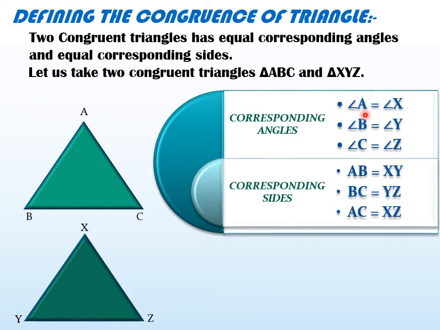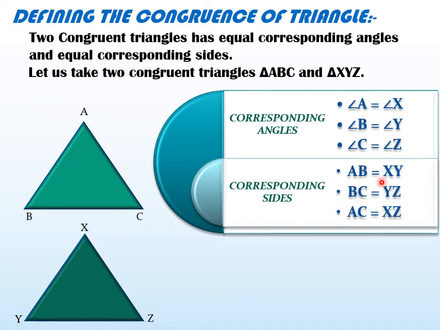In such cases, we can say angle A is equal to angle X. So, angle A of triangle ABC is equal to angle X of triangle XYZ, but no other angle is equal to angle A. Since these two angles are equal, they are corresponding to each other. Similarly, angle B is equal to angle Y, and they are corresponding to each other.